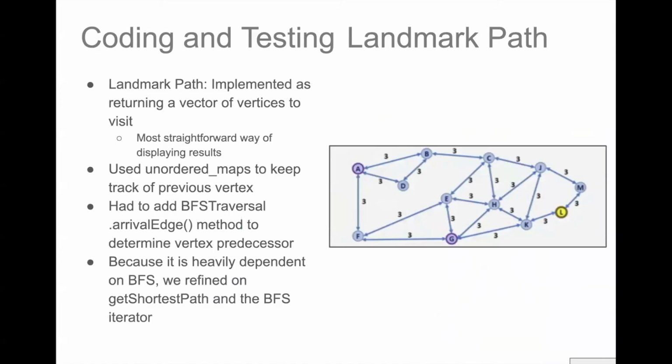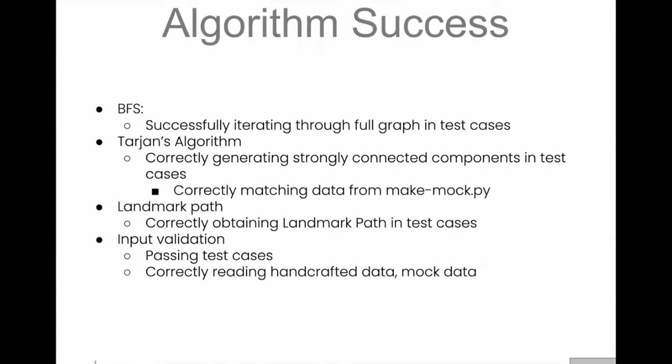Coming to coding and testing the landmark path, which is our third algorithm, we implemented it as returning a vector of vertices to visit, which was the most straightforward way of displaying the results. We also used unordered maps to keep track of the previous vertex. And since it was heavily dependent on BFS, we had to add another method called arrival edge to determine the vertex persistor. And we also heavily refined the get shortest path method and the BFS iterator in order to code a landmark path. Next slide, please.